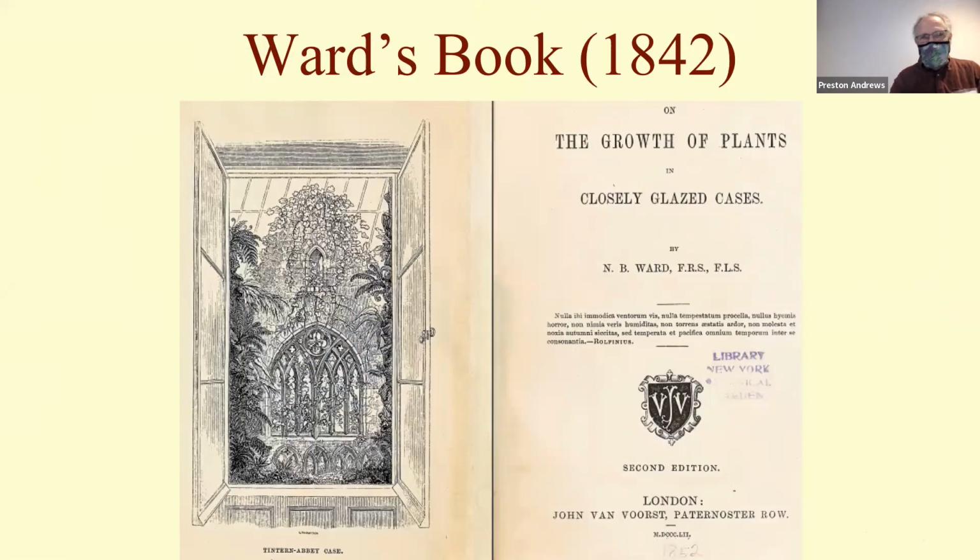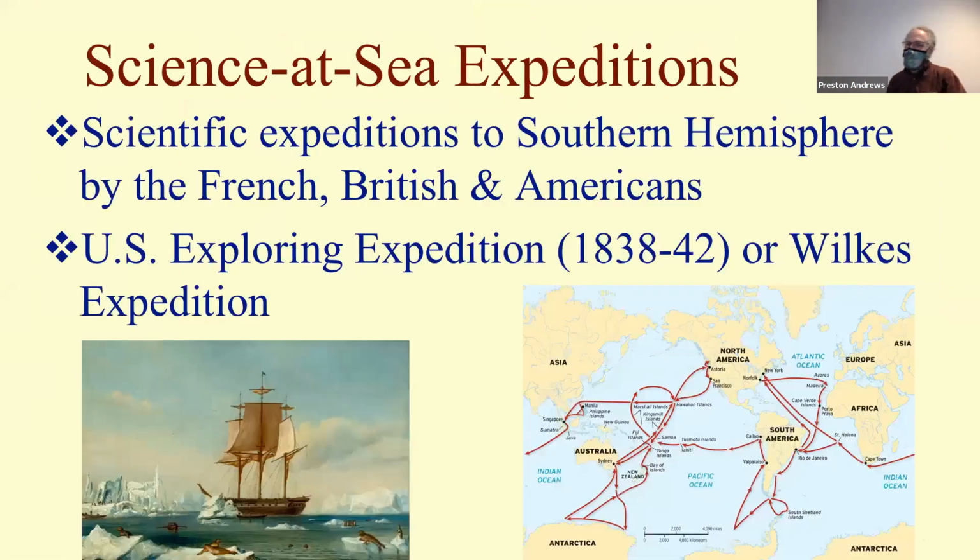Next came what we refer to as the Science at Sea expeditions. These were scientific expeditions started by the French, the British, and the Americans. They basically wanted to go to the Southern Hemisphere and collect plants because they were so unique compared to the Northern Hemisphere, and to bring them back to Kew, to the Arnold Arboretum at Harvard, and the French back to Paris. That was what they endeavored to do.